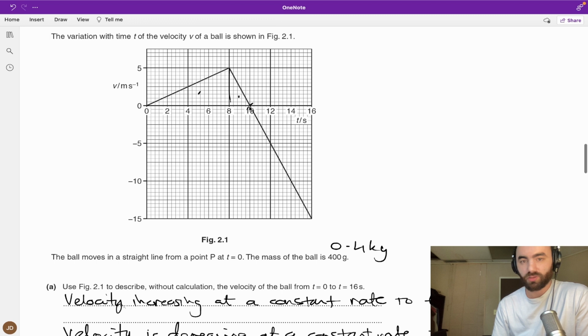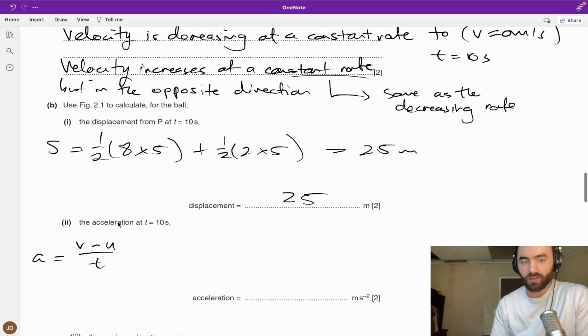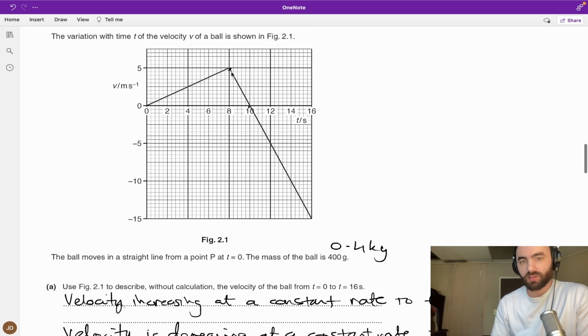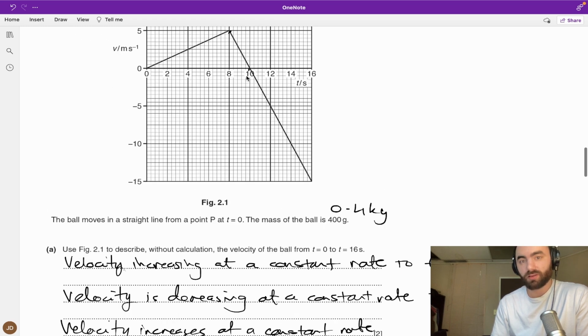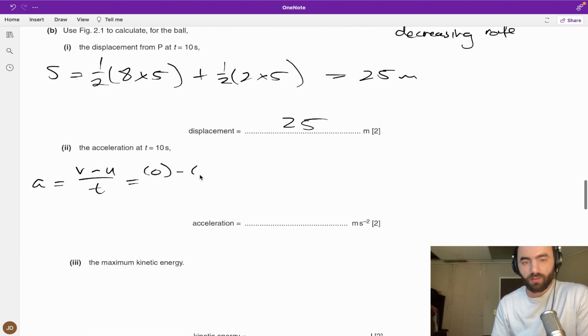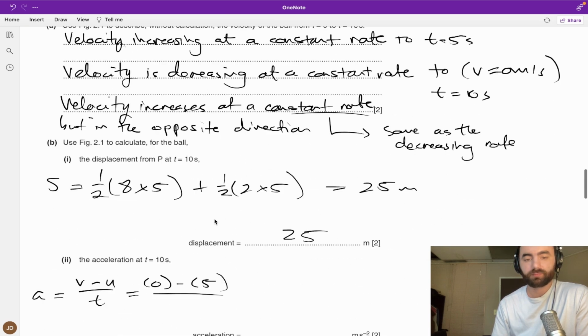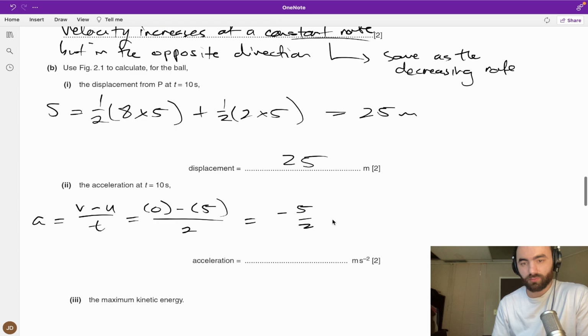The acceleration is just going to be the gradient. So the acceleration at t equals 10 is just the gradient of this line, or the change in velocity over time. You just pick 2 points because the gradient's the same. So the acceleration will be v minus u over t. Take the initial as 5 meters per second and the final as 0 meters per second. So it's 0 minus 5 divided by the time taken, which is 2 seconds. This is minus 5 over 2, which is minus 2.5 meters per second squared.